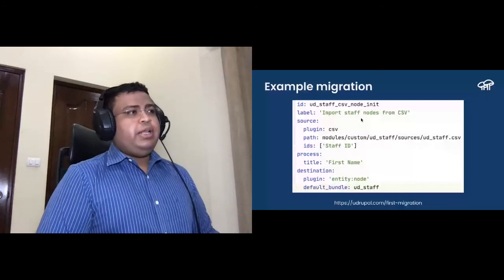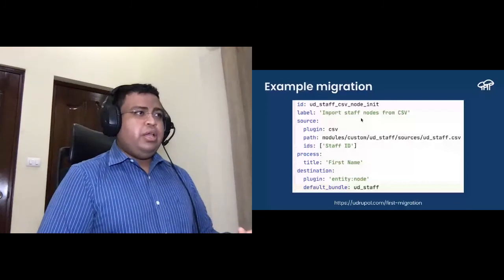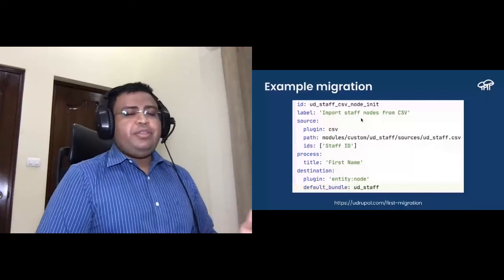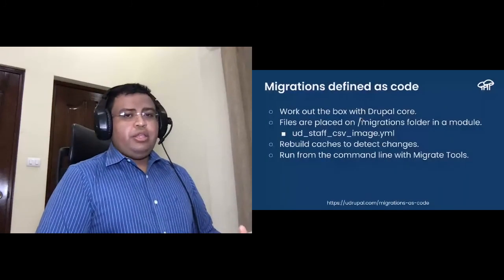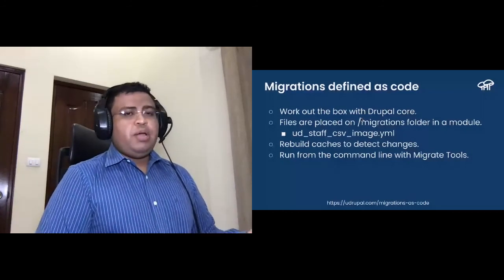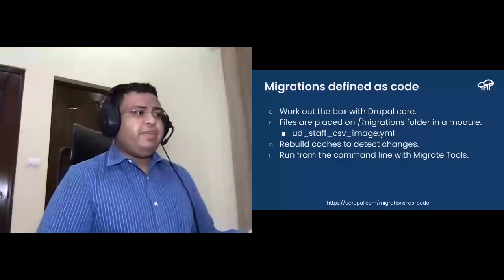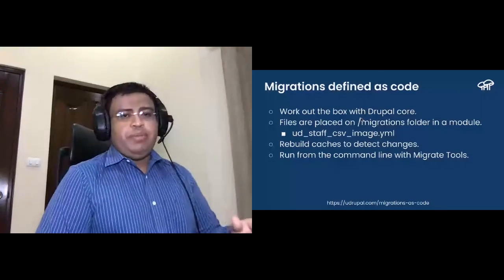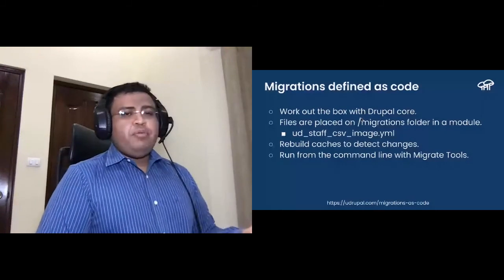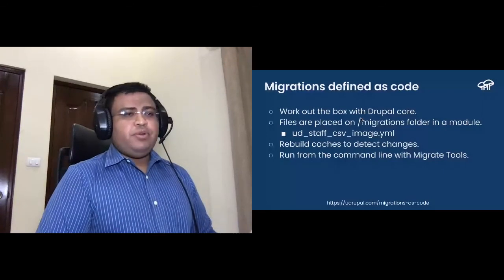Now, we said that migrations can be defined as code and configuration, and this is very important to understand. Migrations defined as code work out of the box with Drupal core. You don't need anything else to work with them. And in order to use them, you create a custom module, and in that custom module, you have a migrations folder. And then the name of the file itself is going to be just like the id.yml. You can say, UD stuff CSV image.yml. If you make any change to that file, you need to rebuild the caches for those changes to take effect.